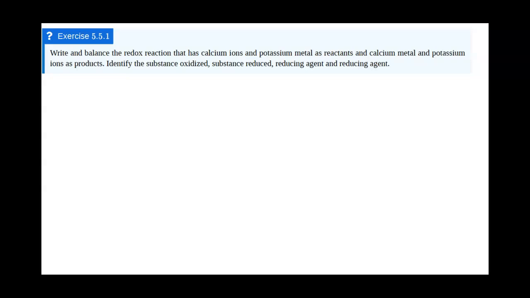So first of all, we want to identify our reactants. Our first reactant is calcium ions. So calcium's in group 2A, so these are going to be Ca2+ ions. Our second reactant is potassium metal. So potassium is not a diatomic element, so that's just going to be K for potassium. So that's our two reactants. We want to leave a space and then put our arrow, just in case we need to add some extra stuff in.